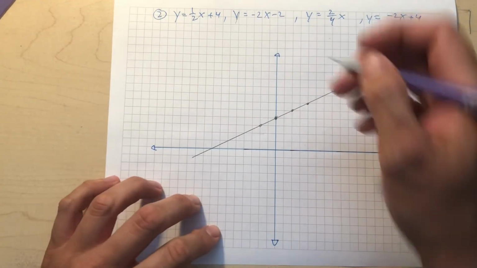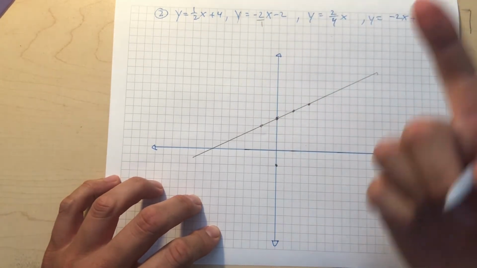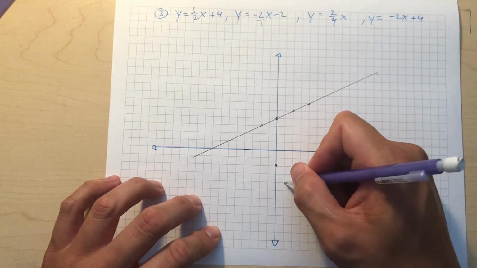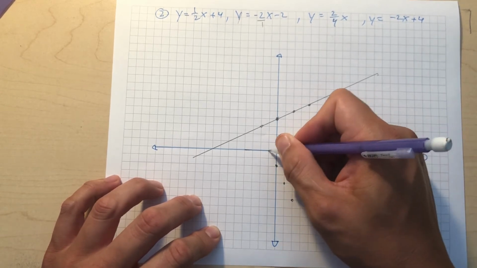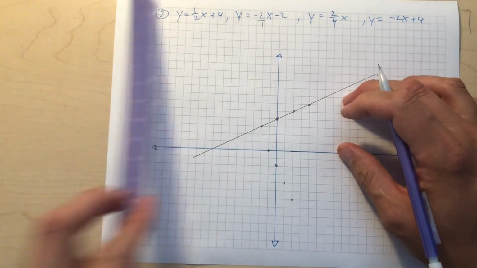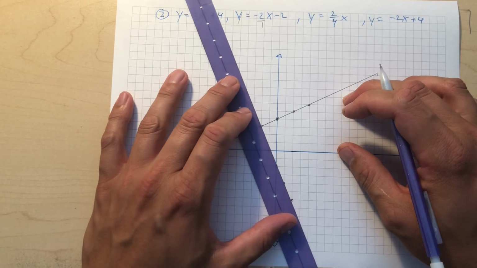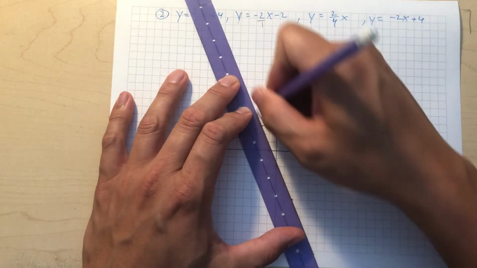Next one, starting at -2. This one here is going to go up. This one goes down 2 to the right 1. There you go. Now, when you're graphing these things, make sure you draw a line that pretty much covers your whole graph. You don't want to just stop right there. You want to go all the way through like that.